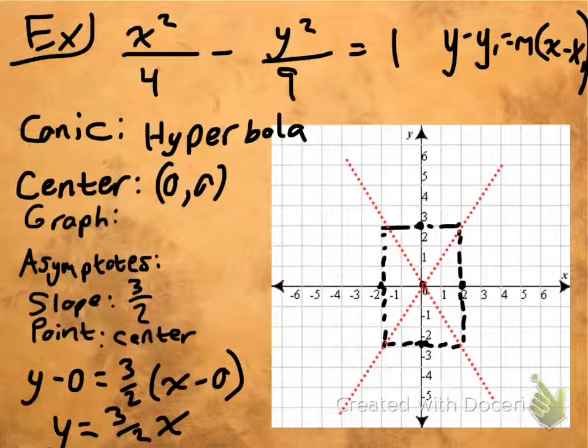Well, the other line is just simply the same point. It goes through the center, and the slope now, instead of being positive 3 over 2, is just negative 3 over 2. So we have one positive 3 over 2, one negative, so I end up with 2 lines. One of them has the equation y equals positive 3 over 2x. One has the equation y equals negative 3 over 2x. And then we go from there.